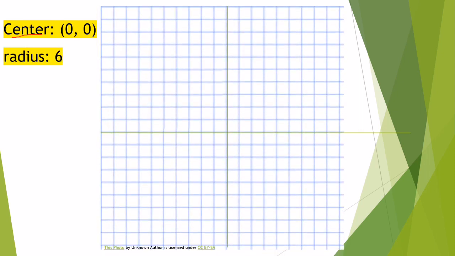Now, okay, ready na tayong mag-graph. Ang coordinate ng ating center is 0, 0, at ang ating radius ay 6. So, gagamit tayo ng Cartesian plane. Ito ang ating x coordinate. Ito ang y coordinate. At ang ating center or point of origin ay ito.